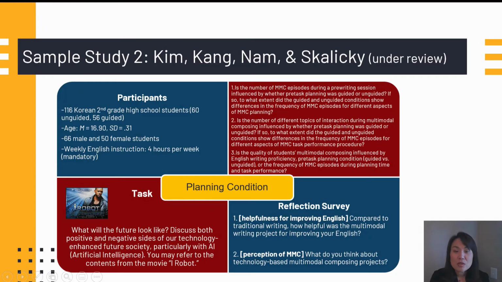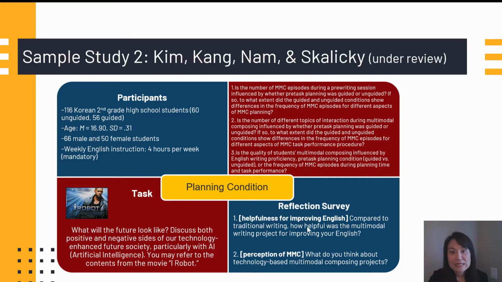So then we were wondering why there was no relationship between engagement, in other words, MMC episodes like discussion, and the quality of the task outcome. Because in SLA research, interaction is supposed to facilitate language development. So we hypothesized, well, maybe more collaboration, more talking might lead to better quality, but that was not the case. So then we conducted a follow-up study and we manipulated the planning condition.